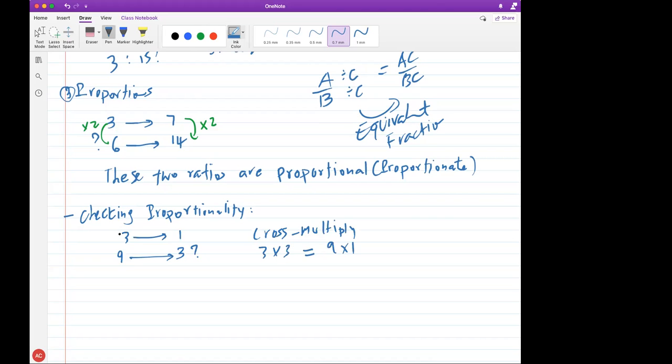These must be equal. When you cross multiply, both sides must be equal. Otherwise, it will not be proportional. It will be something different. So this is 9. This is also 9. So you say, yes, they're proportional.